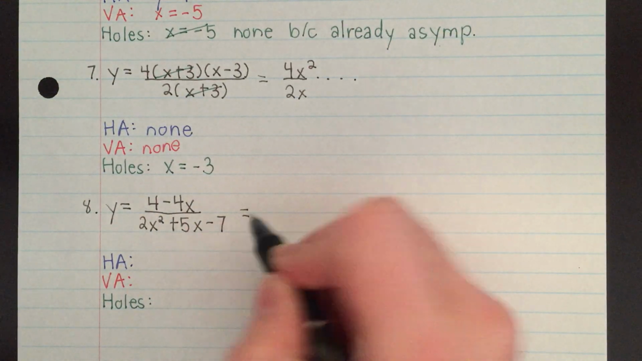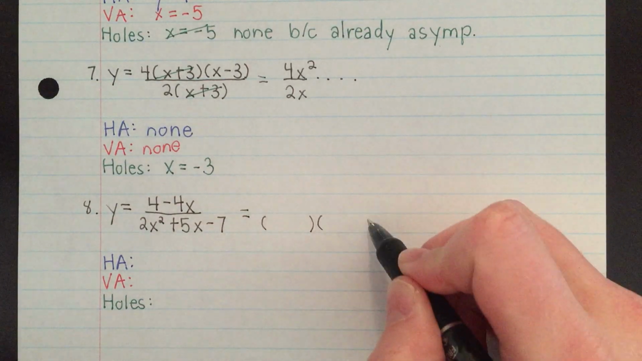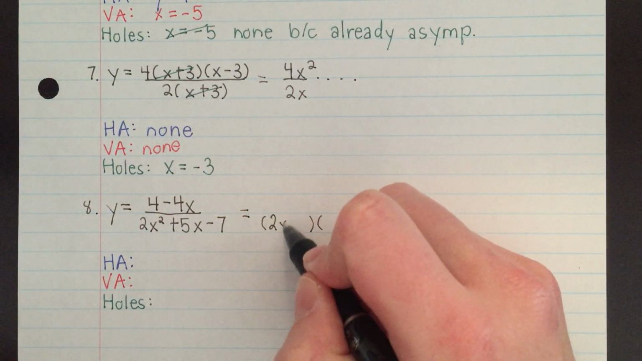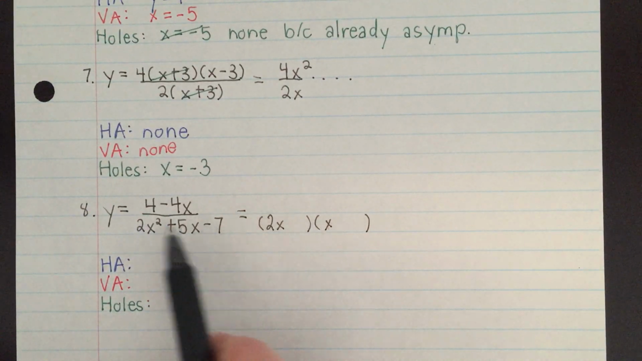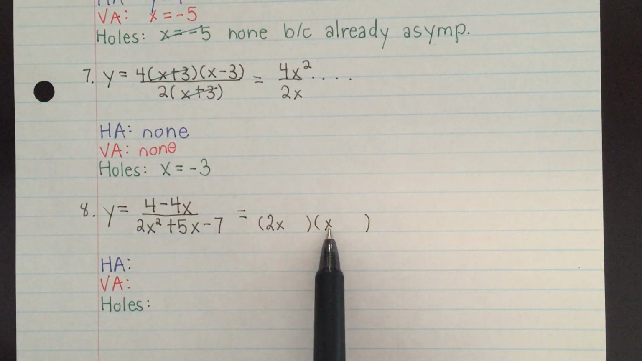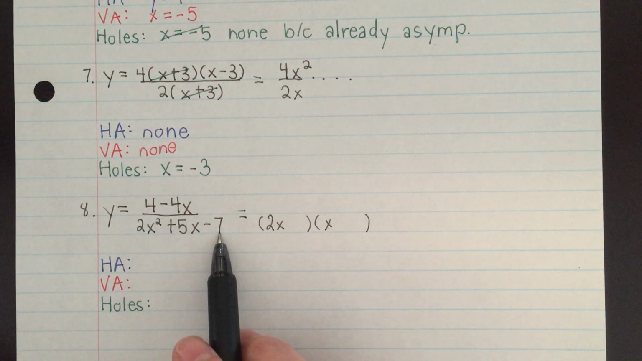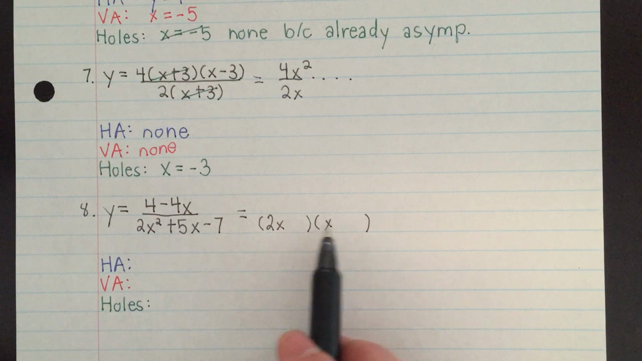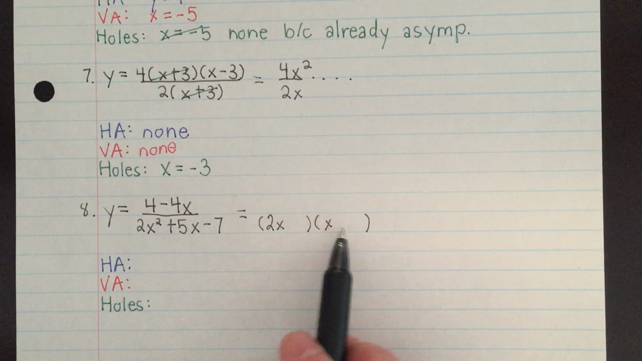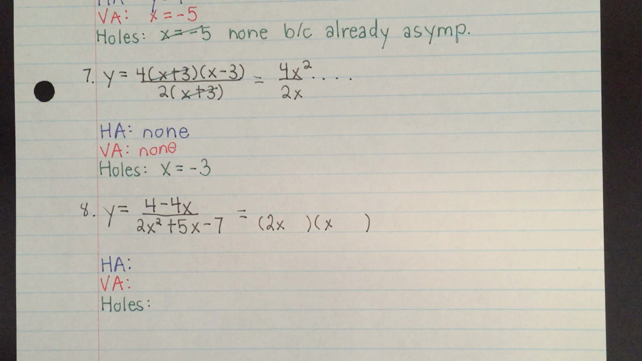And with this one, I really want you to try, instead of using box, I want you to try using guess and check, because this should be an easy one, because you know that the only way to multiply together to get 2x squared is if one's 2x and one's x. And the only way to multiply to get 7 is 7 and 1. One of them has to be negative. So play with that, see what you get, and try this one out for me.